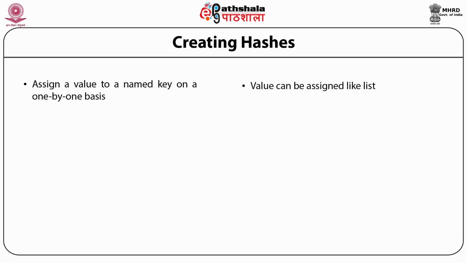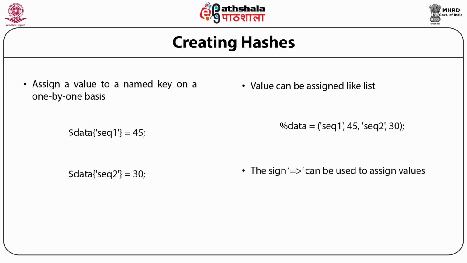For example, %data = (seek1, 45, seek2, 30, seek3, 40). For clarity, we can also use the => sign as an alias for the comma to indicate key-value pairs, which is as follows: $data = (seek1 => 45, seek2 => 30, seek3 => 40).